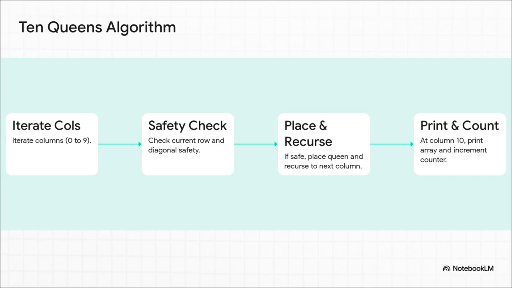So let's whiteboard this out into a really clear 4-step plan. Step 1, your recursive function is going to iterate through the columns from 0 to 9. Step 2, inside that column, you try a row. You check if that specific row and its diagonals are completely safe from any previously placed queens. Step 3, if it is safe, you temporarily place the queen there and then recursively call your function to move on to the next column. And step 4, this is your base case. If your recursive function is ever called for column 10, that means you successfully placed queens in column 0 through 9. You actually found a valid board. So you just print it out, increment your total solutions counter, and return.